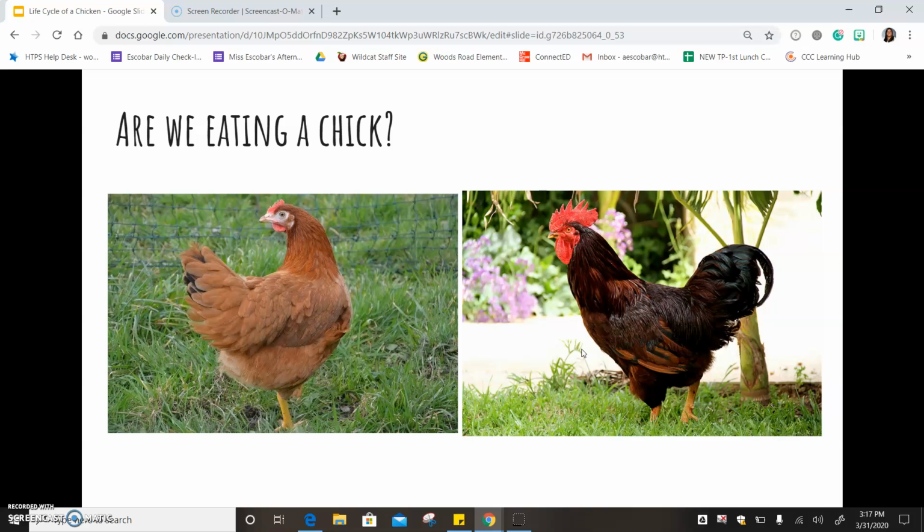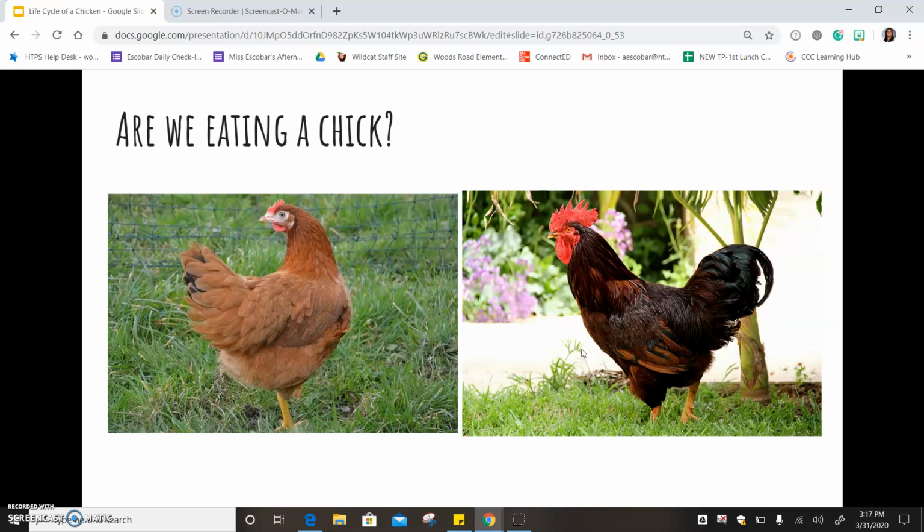Now, not all farms have roosters and hens. A lot of farms just have hens. And when there are just hens, they still continue to lay eggs. However, if there's no rooster, the egg is not going to have a chick inside. And that's the egg that you would use to make scrambled eggs or fried eggs, or you can use eggs to make cake. So those are the eggs that you would buy from ShopRite or the store.